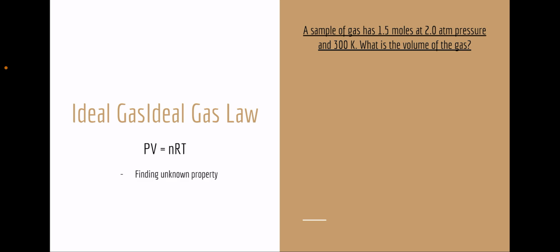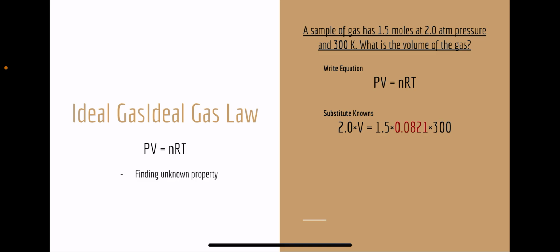The first step is to write an equation depending on what we have. So because we have 3 variables, we know that we're going to need to use the ideal gas law instead of, let's say, Boyle's law. So after writing the equation, we substitute what we know, which is the 2 atmospheric pressure times the volume, which we're solving for, is equal to the 1.5 moles times a gas constant, 0.0821, which depends on the units of pressure and volume.